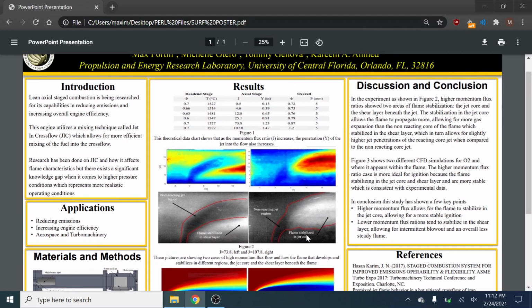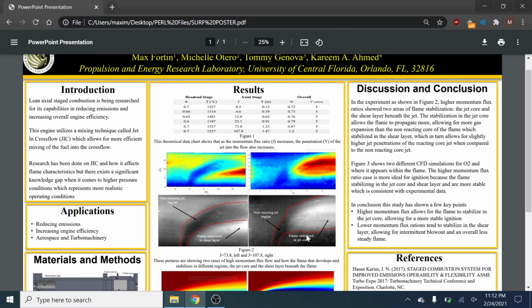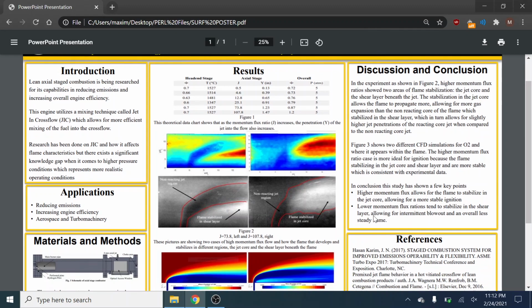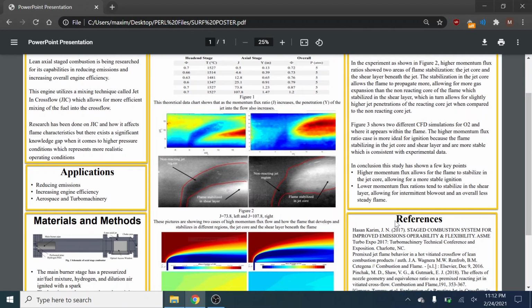So the conclusion and the takeaways from this experiment is that higher momentum flux ratios typically correlate to a much higher jet penetration. A higher jet penetration, or an optimal jet penetration, allows for a much better stabilizing regime, which allows for better, less blowout on the flame.